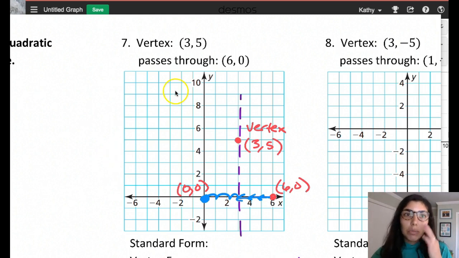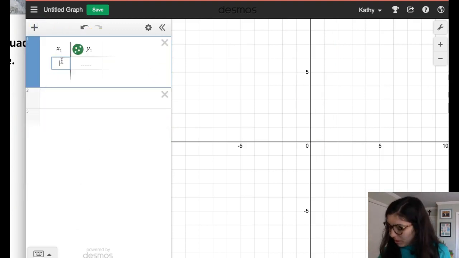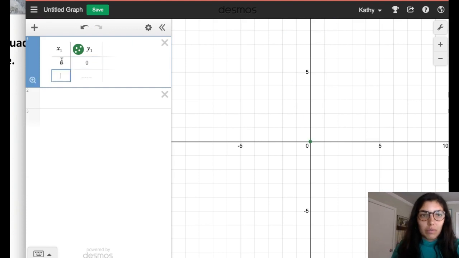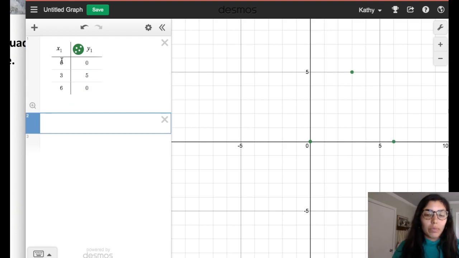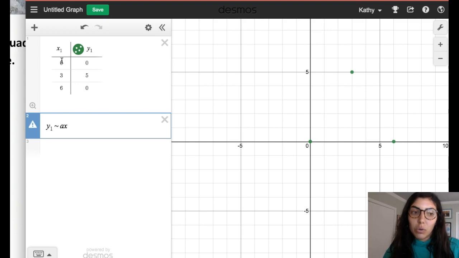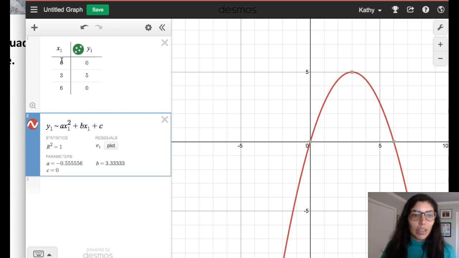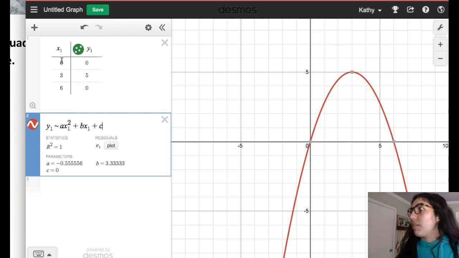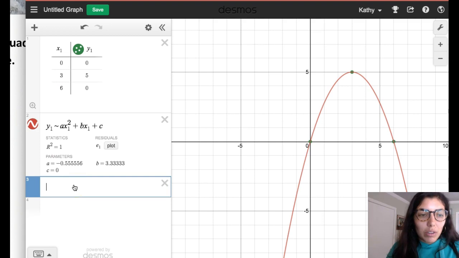Let's pop back over to Desmos to get our a, b, and c values for our standard form function. We have the table of (0, 0), (3, 5), and (6, 0). y1 ~ ax1² + bx1 + c. Ooh, it's going to give me an a and a b value that are both fractions. Let's go ahead and make those cuter fractions, or give me decimals. Let's make them cuter fractions.